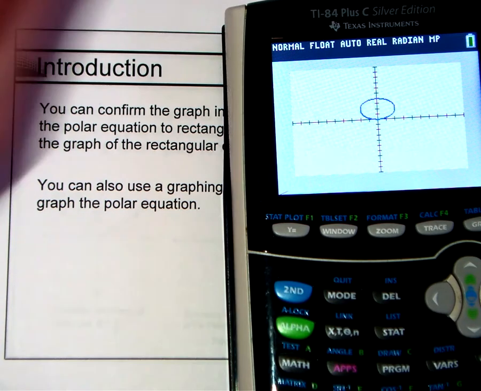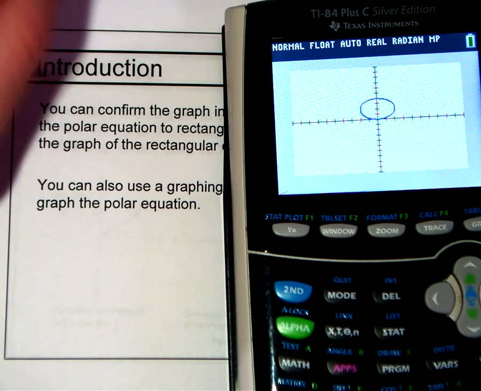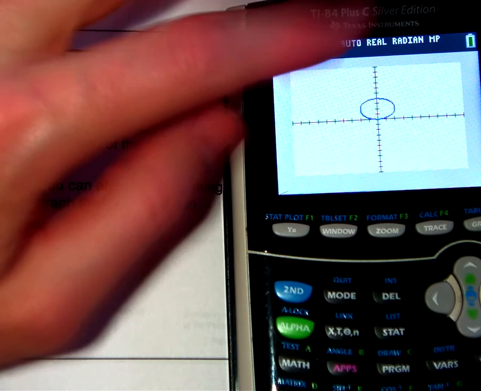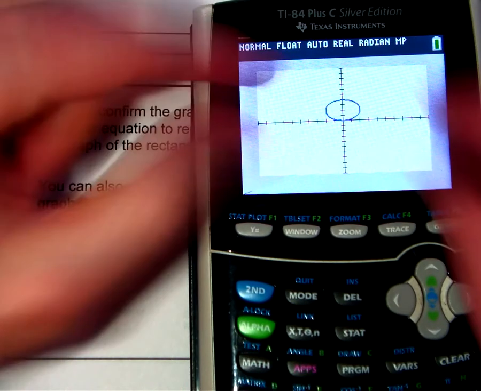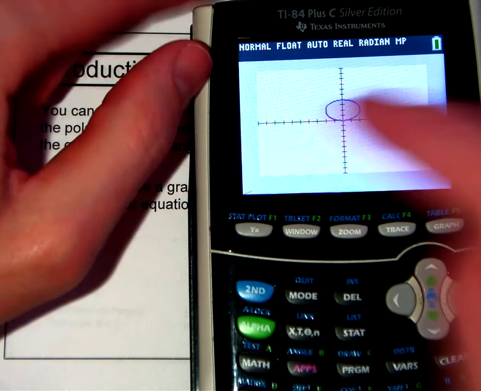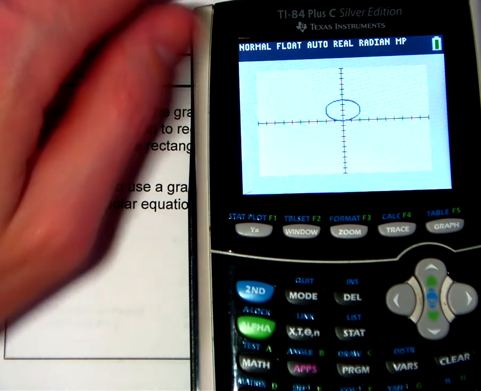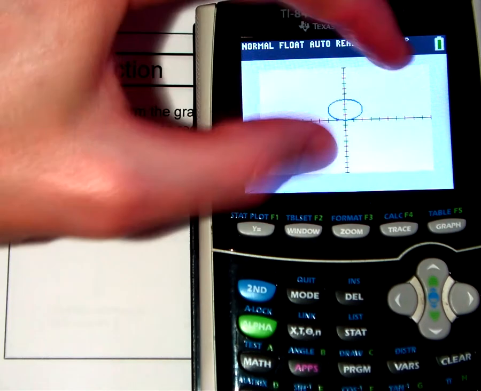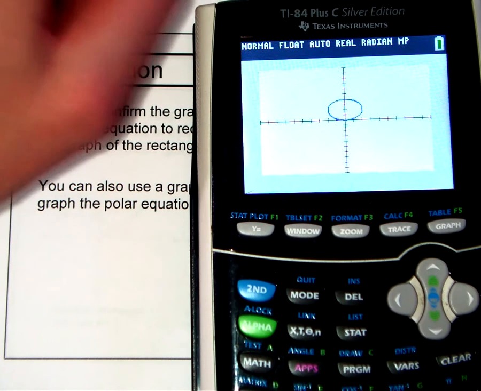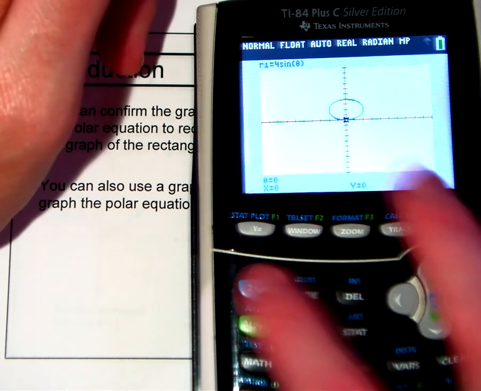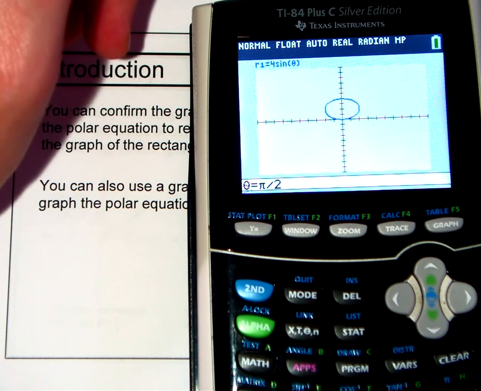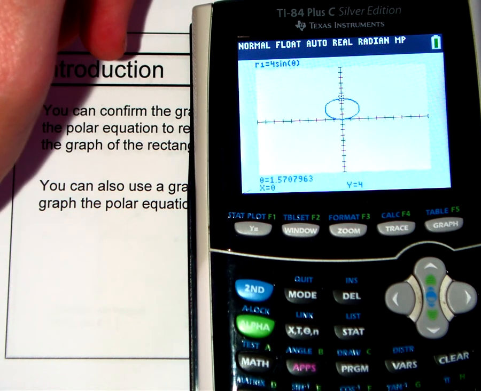There you go. It's probably stretched out a little bit. If you look at your calculator screen, it's a little bit rectangular, even though it's going negative 10 to 10, negative 10 to 10. It's not a square, so this is probably stretched horizontally. It's probably a little bit more circular there. And you can do trace and just type in pi over 2. Ta-da, and there you go.